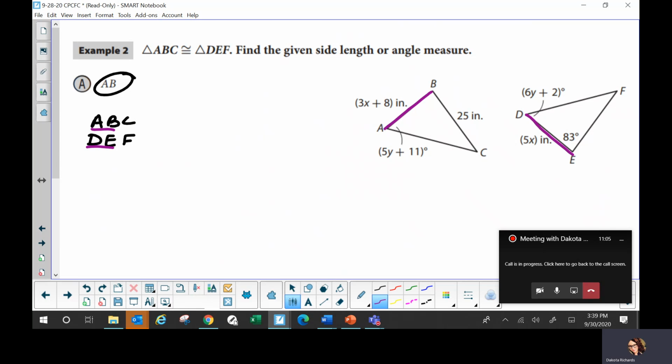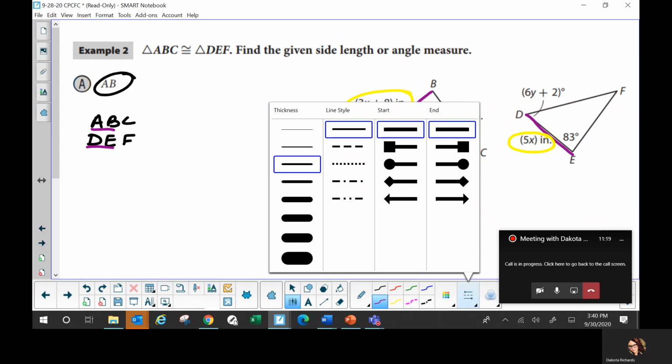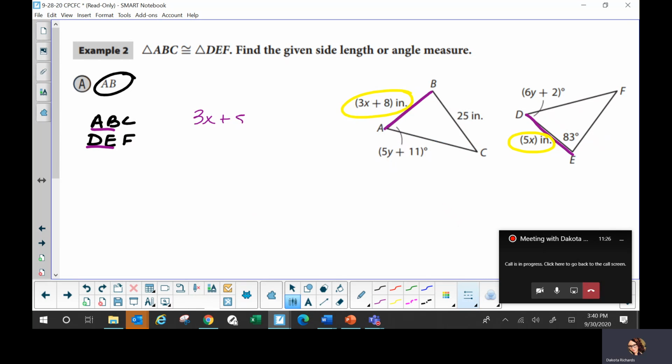Okay. So you have 3x plus 8 and 5x. Okay. If AB and DE are congruent, you can set these two expressions equal to each other and solve for x. So you have 3x plus 8 equals 5x. Okay, the first thing you're going to do is subtract 3x on both sides. So that gives you 8 equals 2x, and then you're going to divide by 2. You get 4 equals x.